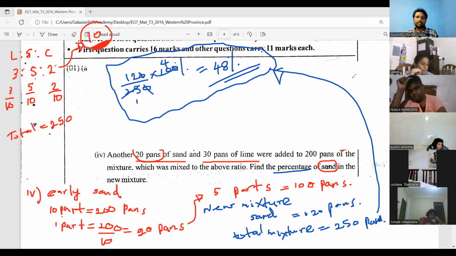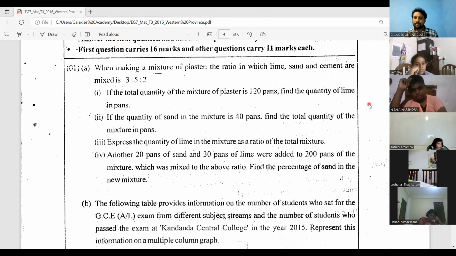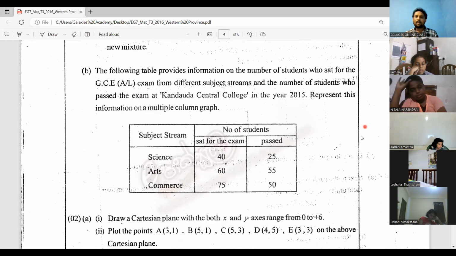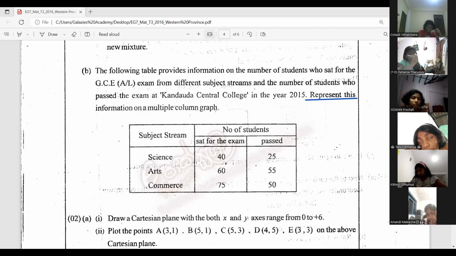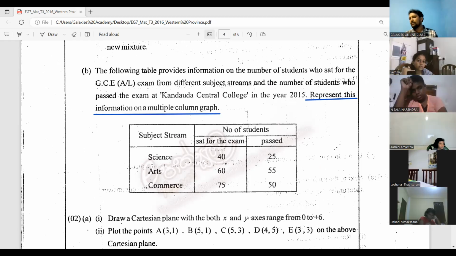Right, then we can go to the next. What is the next one? Part B. Read carefully. Represent this information on a multi-column graph. Do you remember the multi-column graph?